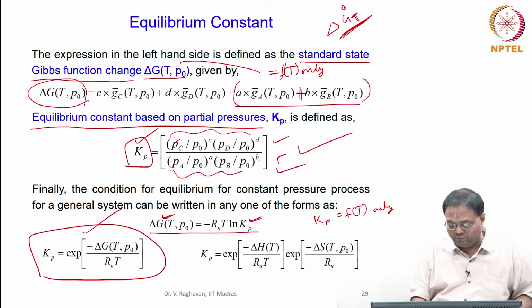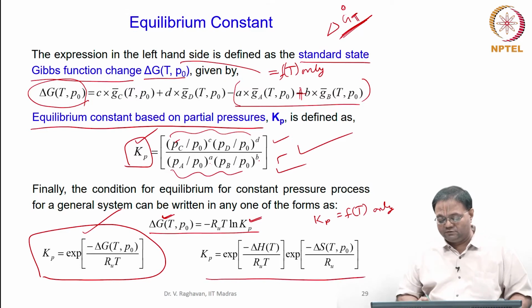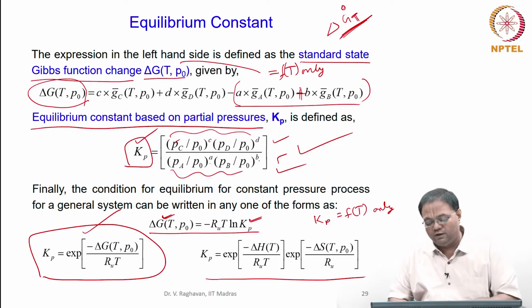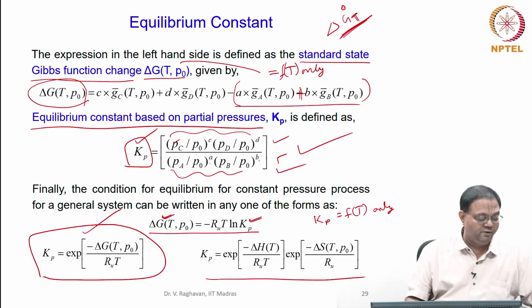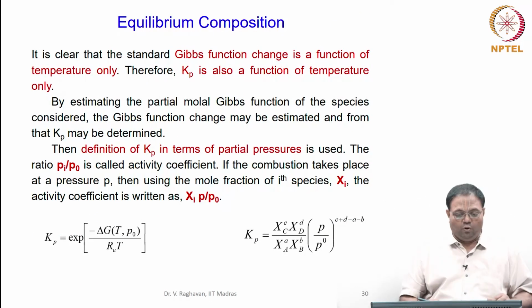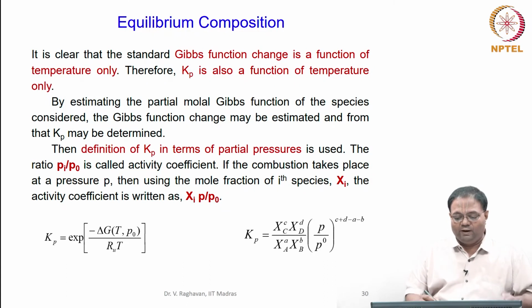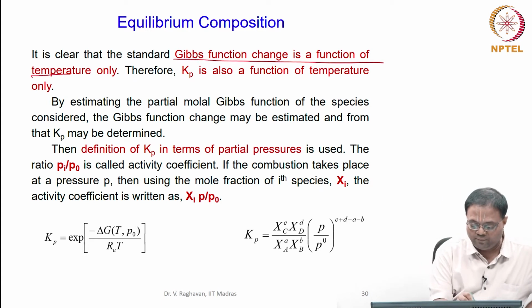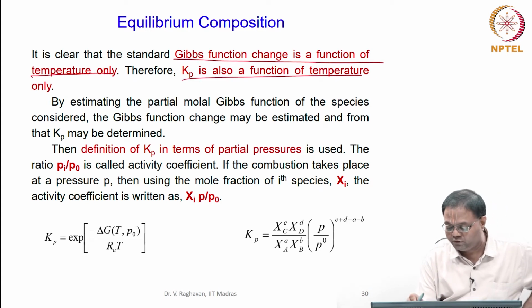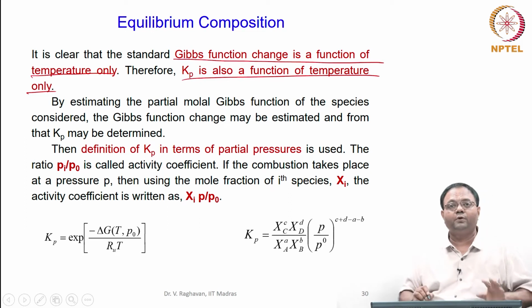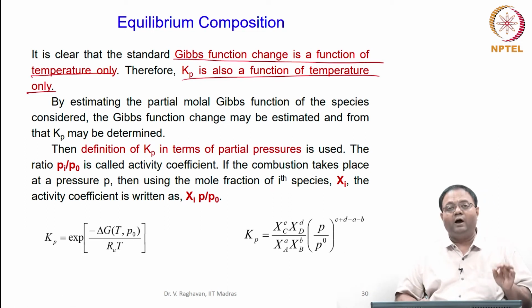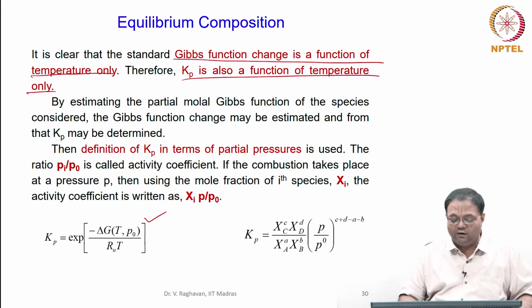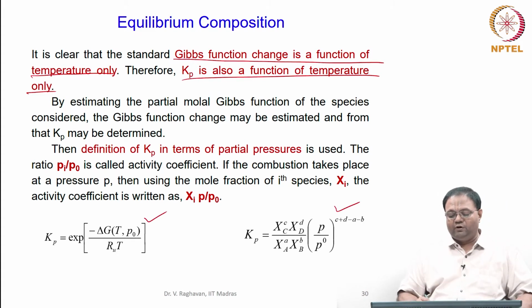So, in terms of H and S, Kp can be written like this. If you do not want to use G, you can also use H and S and do this. Both are basically the same. Now, to summarize, you know that the Gibbs function change is a function of temperature only, so Kp is also a function of temperature only. After calculating Kp like this as a function of temperature, you can use this equation.